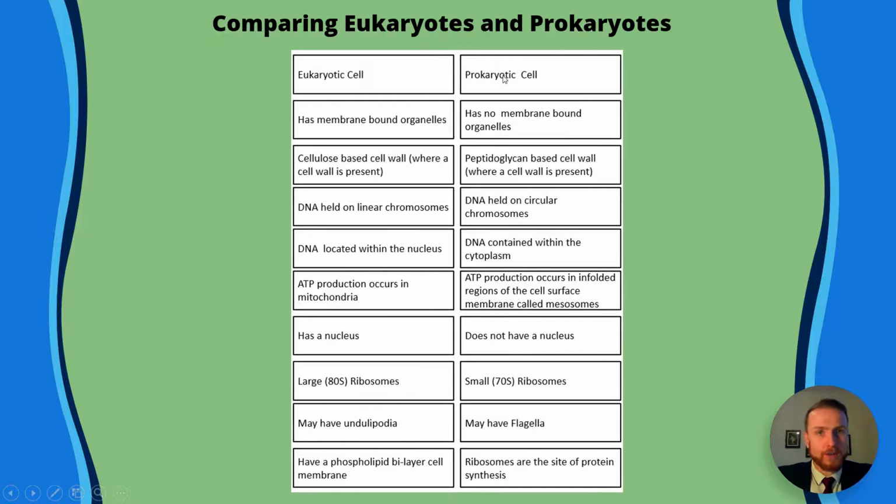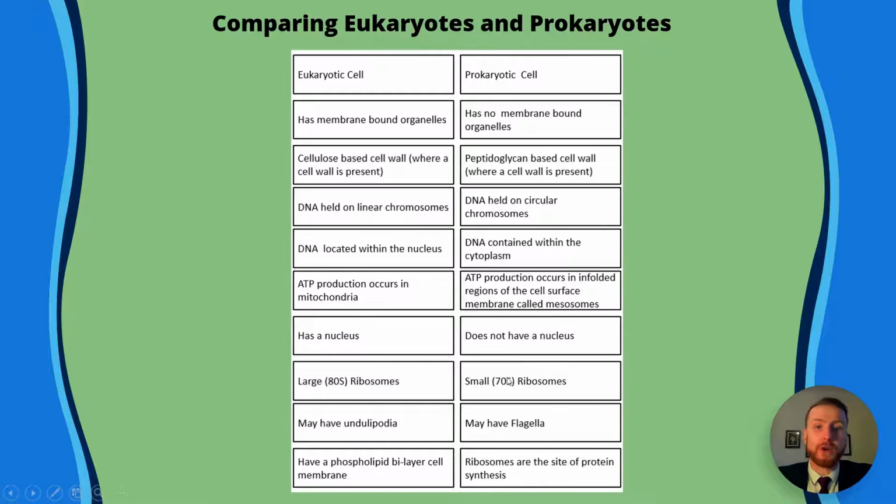Now let's look at prokaryotes next. Well, they have no membrane-bound organelles. They have a peptidoglycan-based cell wall. The DNA is held on circular chromosomes. The DNA is contained within the cytoplasm. ATP production occurs in infolded regions of the cell surface membrane, and these are called mesosomes.